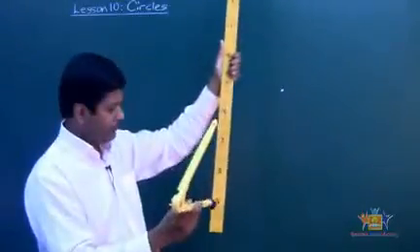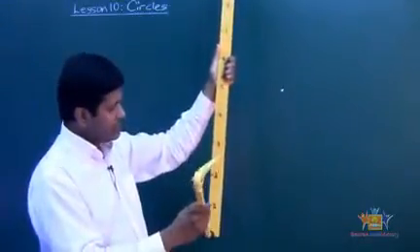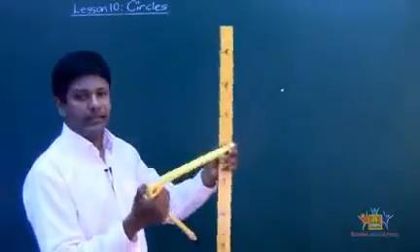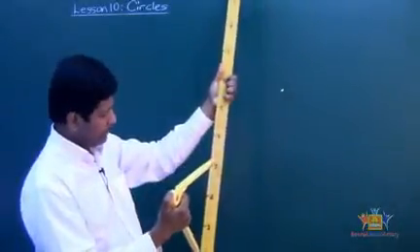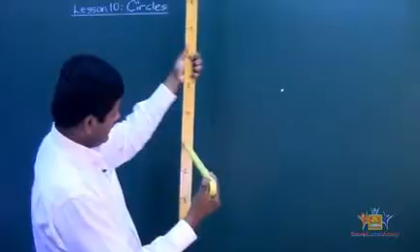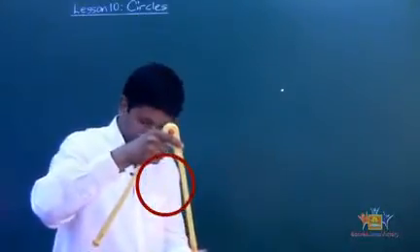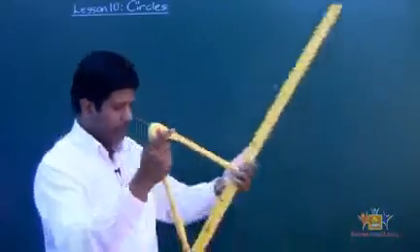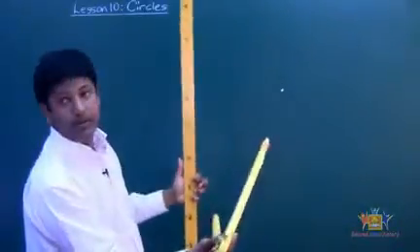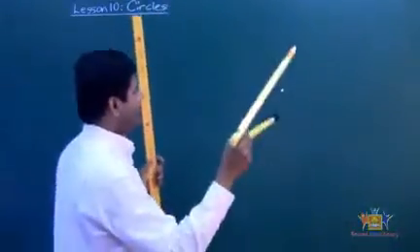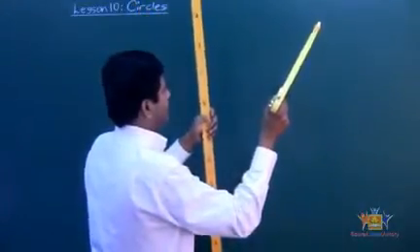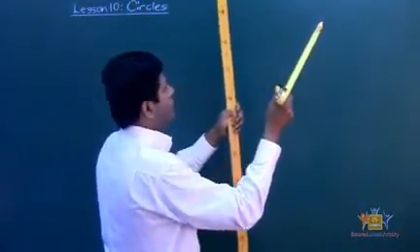Take the sharp point, put it at the 0, and then adjust the compasses in such a way that it points to the 3 right there. See that? Mr. Mac is going to hold it right here. Now it's 3. So it's 3 centimeters, and that is the radius, from the center to the circle.